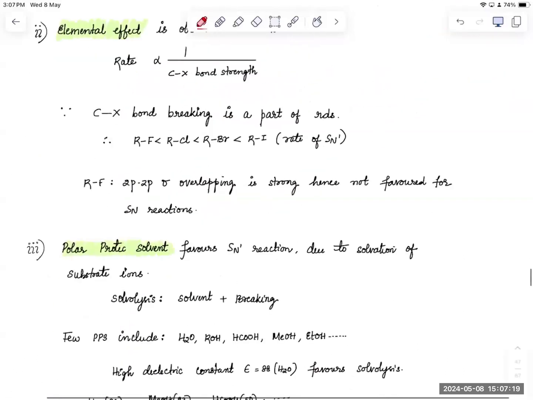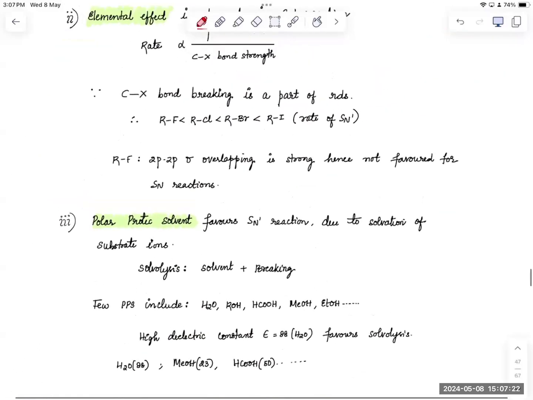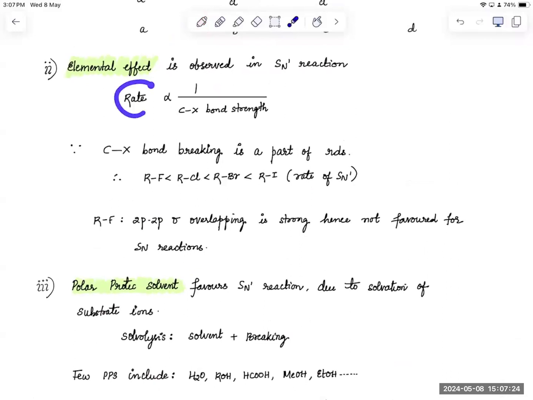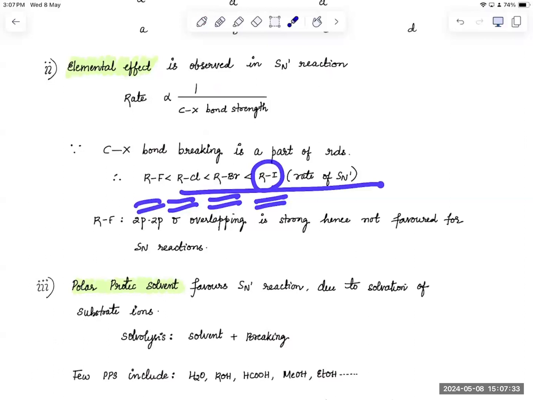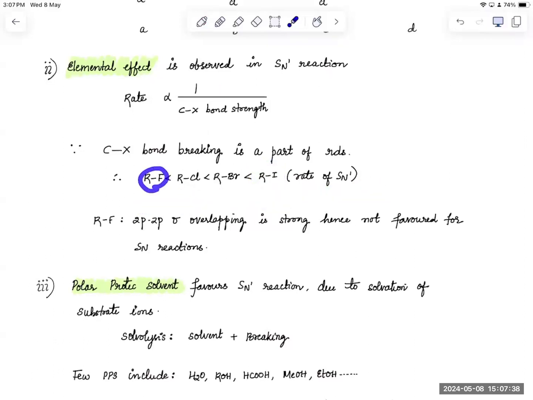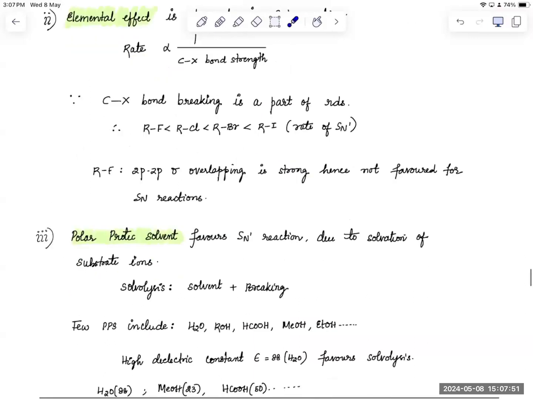Next. Elemental effect. We will notice the elemental effect, right? When bond dissociation energy is weaker. That is, RI has a weaker bond compared to RBr, RCl, and RF. So the rate would vary this way. Okay. So it is all about overlapping. In RF, we have 2p overlapping, which is a stronger bond compared to this one, with 2p and 3p, 4p, 5p. So 5p. Done.